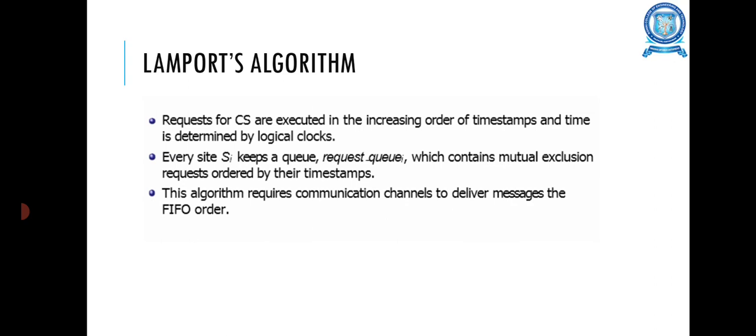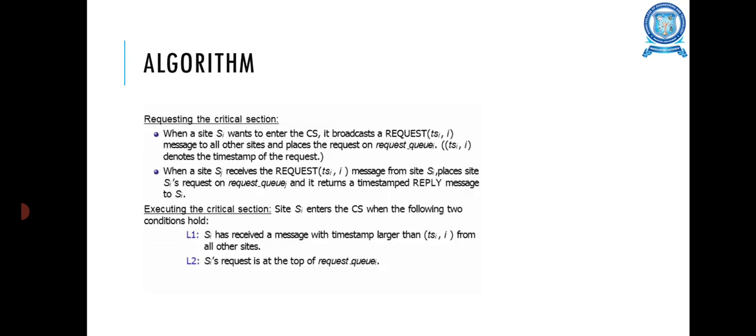This algorithm requires communication channels to deliver messages in FIFO order. This is Lamport's algorithm. The first part of the algorithm is requesting the critical section. When a site wants to enter the critical section, it broadcasts a request message to all other sites and places a request on the request queue.